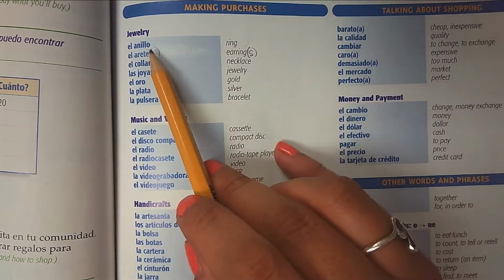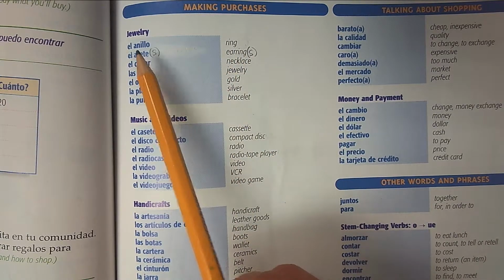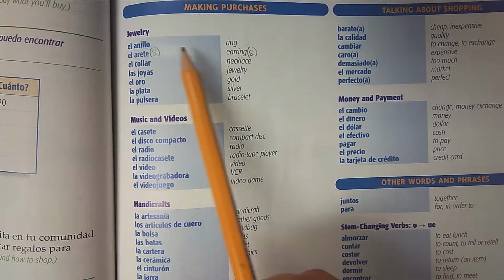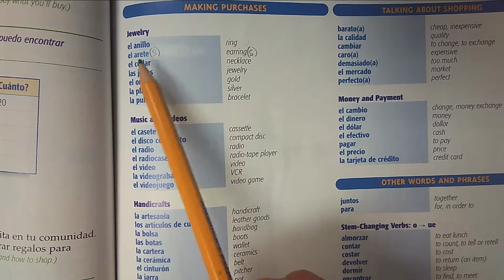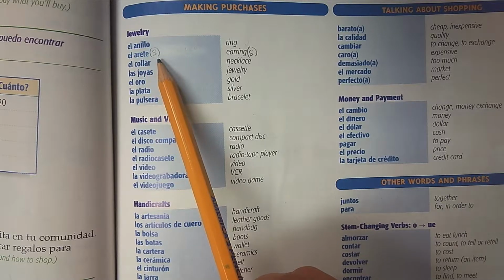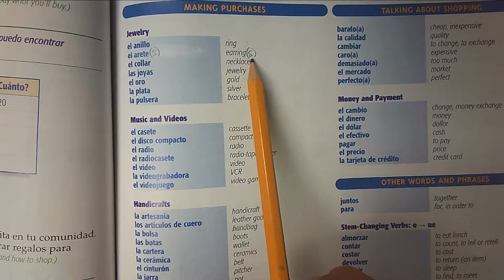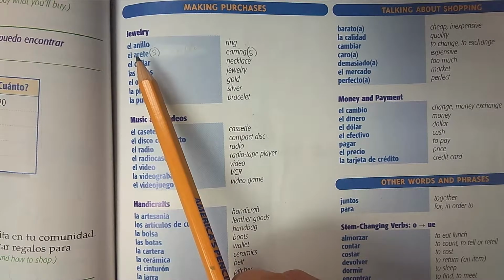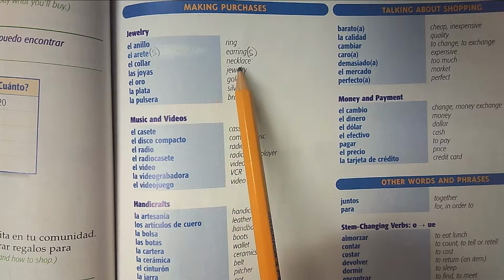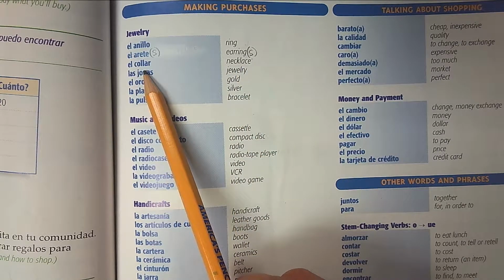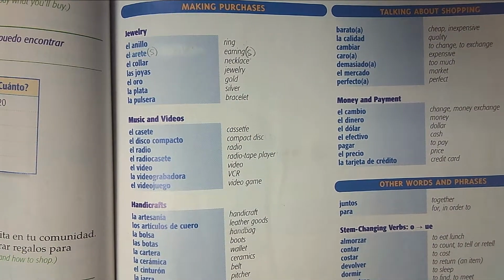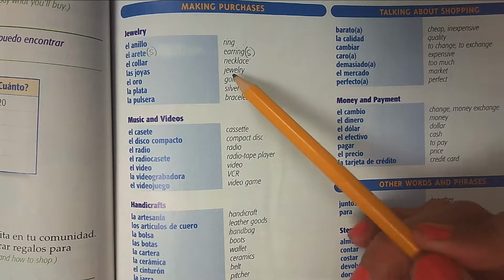For ring, we're going to go down with jewelry first. Ring is el anillo. Earring, el arete. But of course, we typically talk about both earrings in the plural form, right? So that would be los aretes. The necklace, el collar. And I can actually just say it one time. I know I've been saying it twice, but you guys can repeat after me that first time.